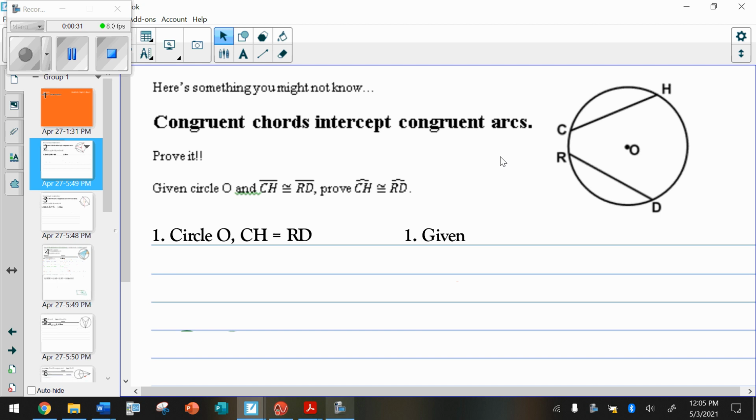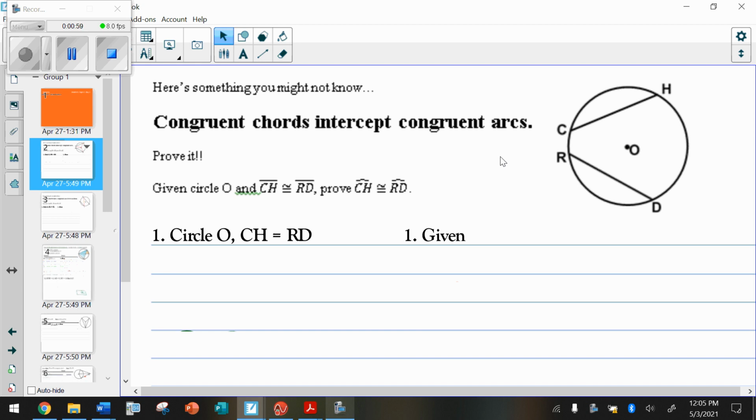One thing that I want to prove, because we've been talking about how congruent chords intercept congruent arcs. We've used it in some proofs. We've used it in some calculations. Now let's prove why it's true. So we're going to prove that congruent chords intercept congruent arcs, and we're going to do that by using the third piece of that phrase that sometimes occurs, and that is congruent chords intercept congruent arcs and congruent central angles.